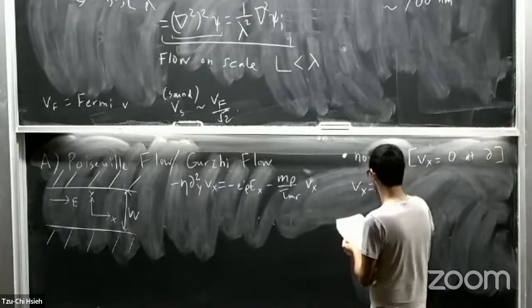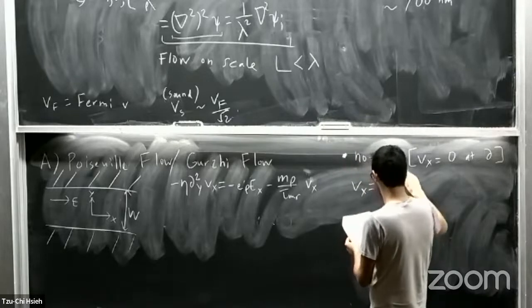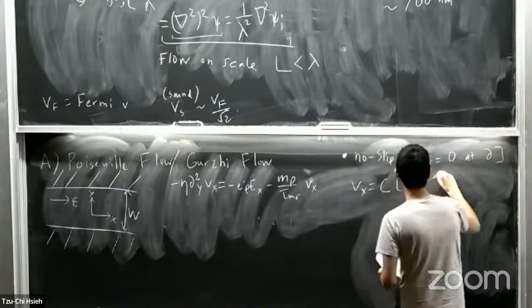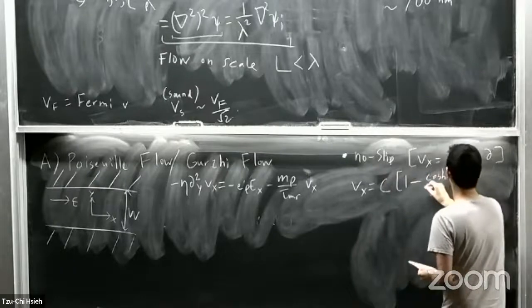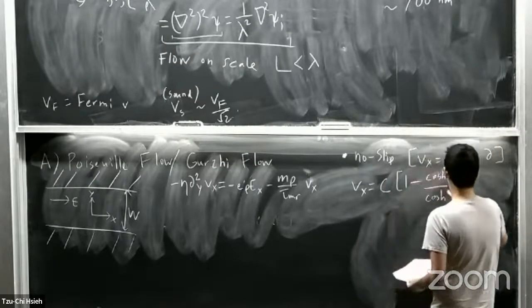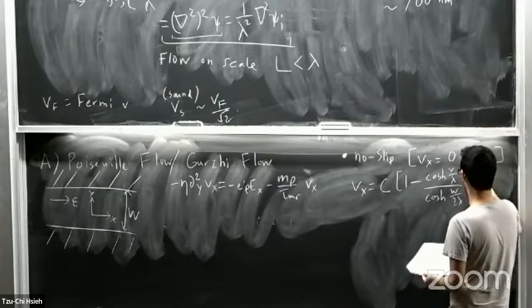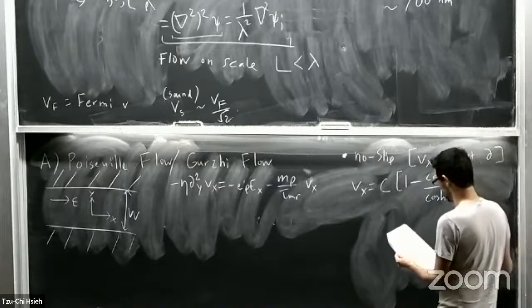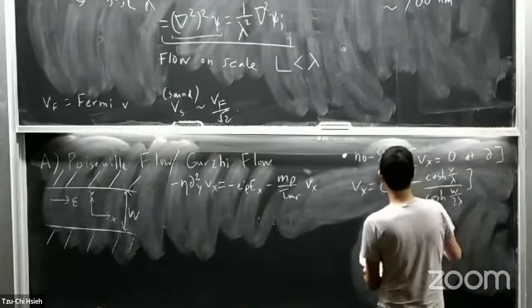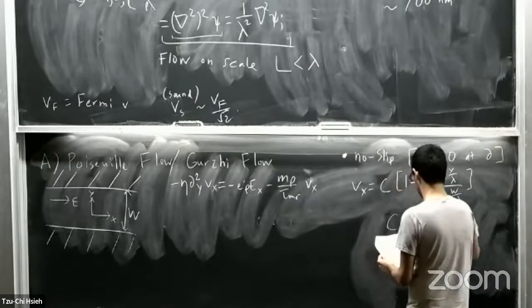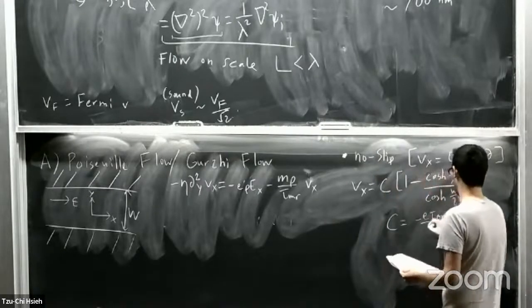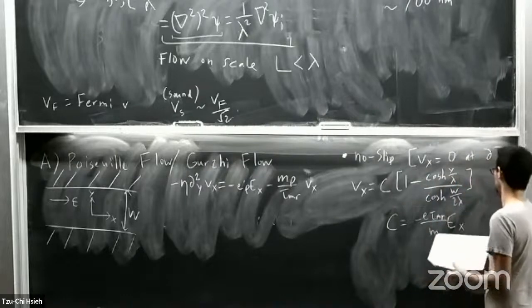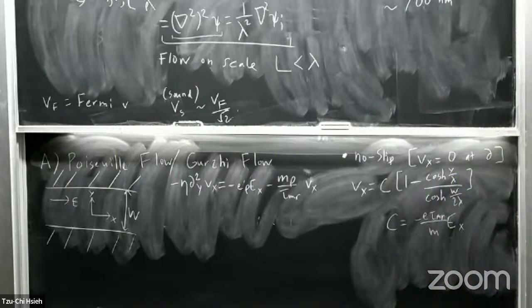You find Vx is some constant times 1 minus some hyperbolic cosine factor. This function C, C is just minus E tau mr over m times Ex, okay? All right.